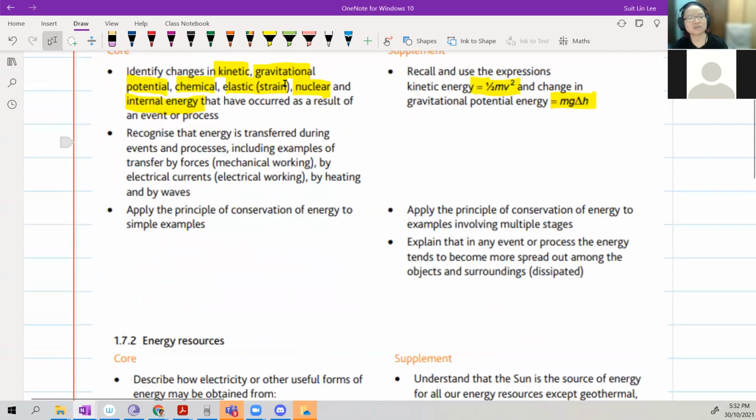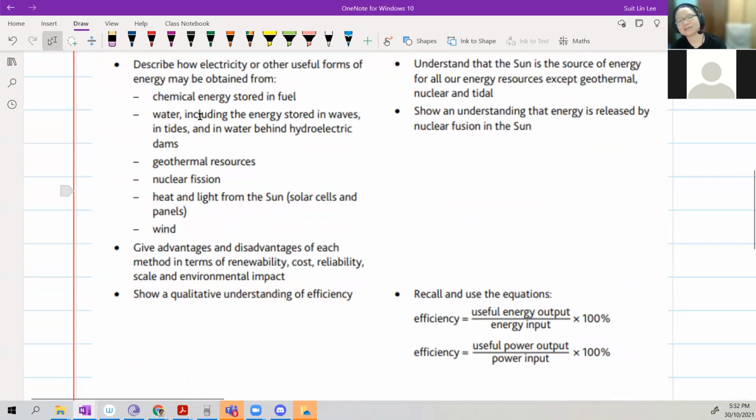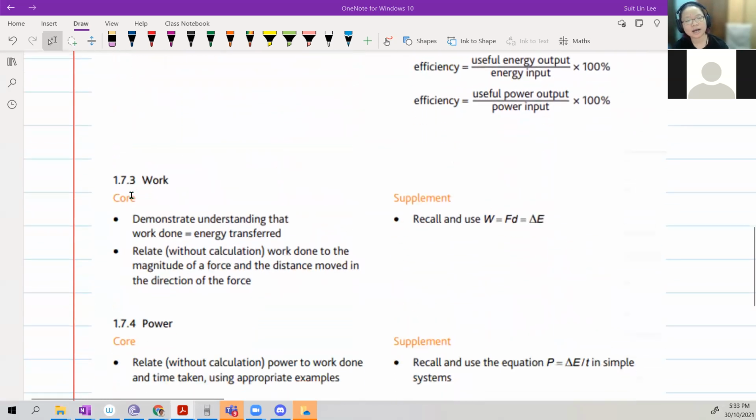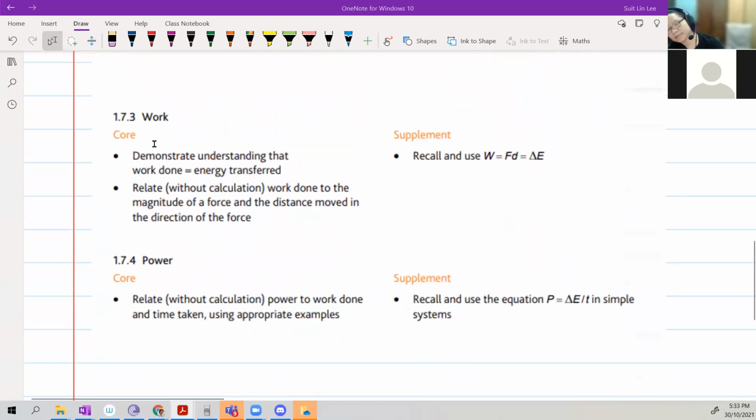Okay. We also understand that all this energy must come from somewhere, right? So we will take a road trip to figure out where all the sources of energy come from, and the advantages and disadvantages of different types of energy. Certain types of energy are pretty okay for the environment. Certain types of energy are just no good. And after that, we will look at the equation. Whenever there is a transfer of energy, there is work done. So work done is energy transfer, and then we're going to use the calculation.